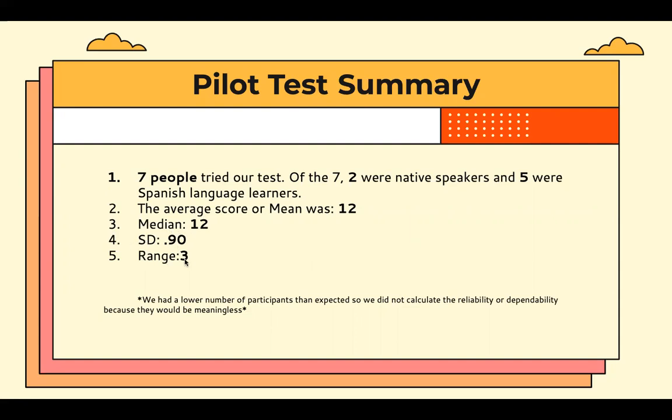It was hard to differentiate between some of the factors in our test due to the small number of people who took it. Our limited responses gave us a really small range, meaning that the answers were much more similar than if they were not. And since we had a lower number of participants, we were not able to calculate the reliability or dependability because in this standard, it would be almost meaningless.